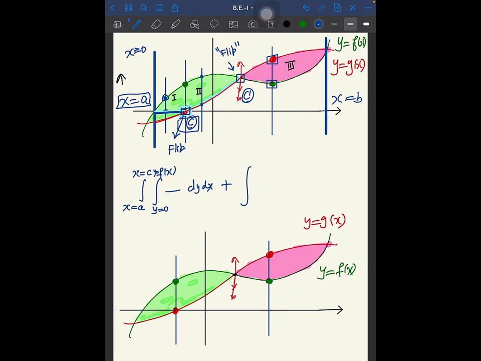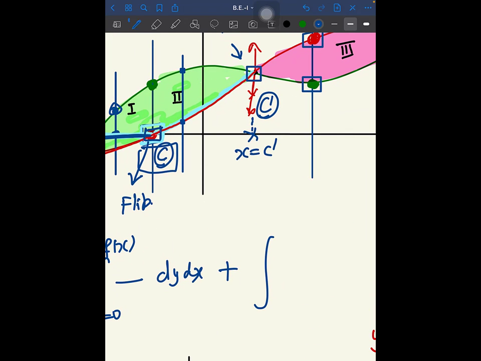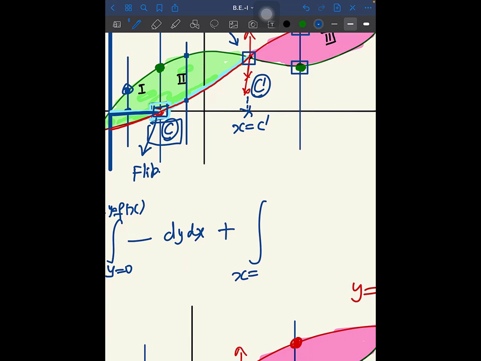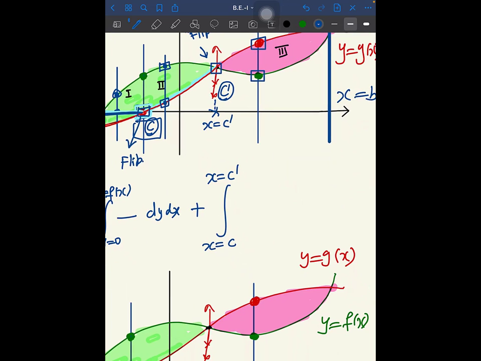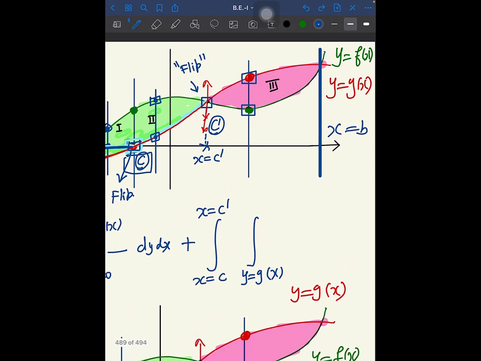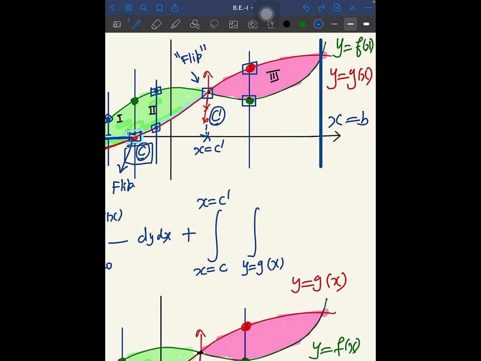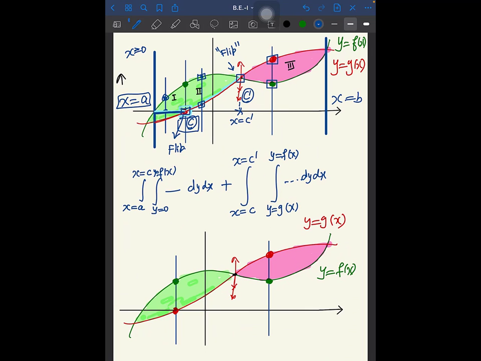now from C to C dash, this is your C dash. So from C to C dash, what is your y? Your y starts from this red curve and ends at the green curve. So that means your y starts from y is equal to gx, red curve, right? And to y is equal to fx, our green curve. So a function which will be given to us, dy dx, right? And plus, one more expression we'll be needing over here.